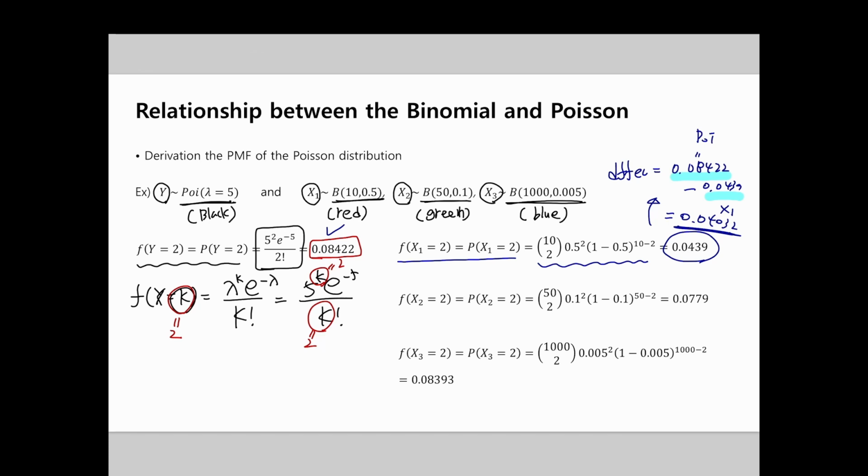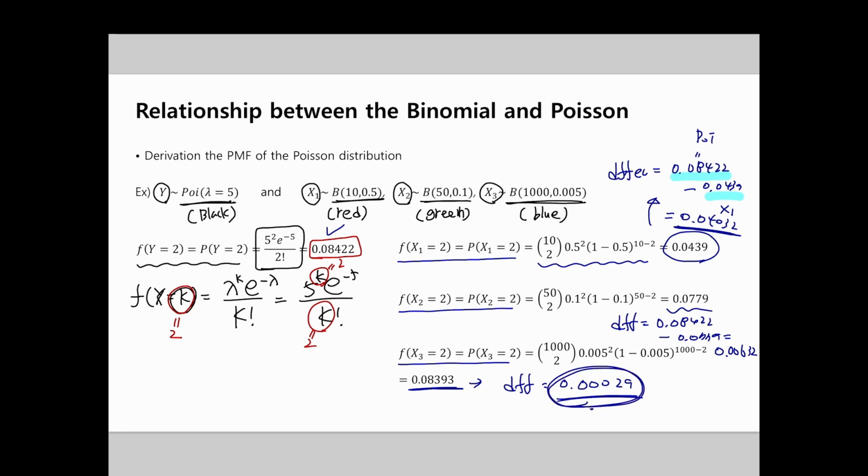And the PMF value of x2 equal to 2 is 0.0779. So the difference equals 0.08422 minus 0.0779 equals 0.00632. Okay, and as you can see, the PMF of x3 equal to 2 is 0.08393. So the difference equals 0.00029. Okay, so you can observe that the difference with the Poisson distribution is very small.